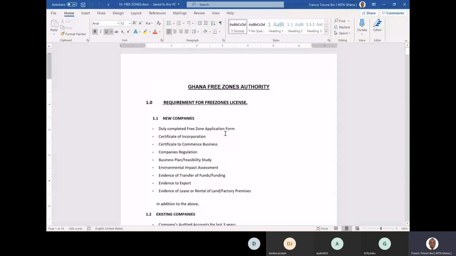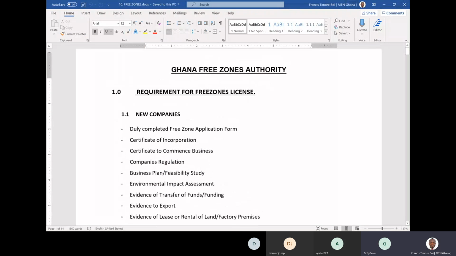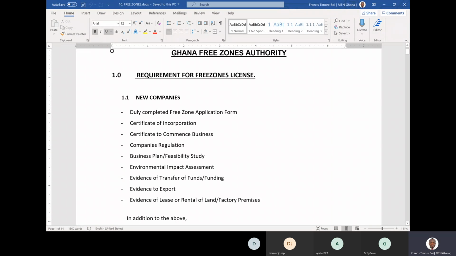I'm sharing my notes, my board. Can you see it? Yes. So if you're a new company, you have to complete the free zone application form. You attach your certificate of incorporation, certificate to commence business. Now, under the new act, we just have certificates of incorporation. We don't have certificates to commence business anymore. I hope you know that. Yes, but they are still issuing it.